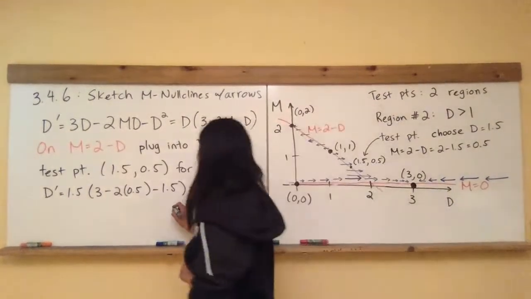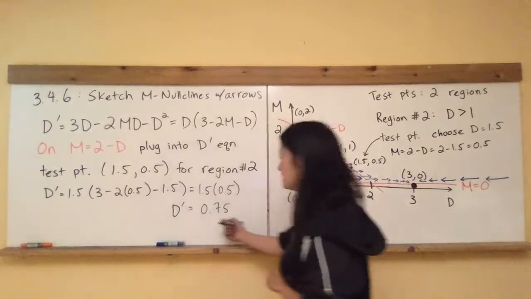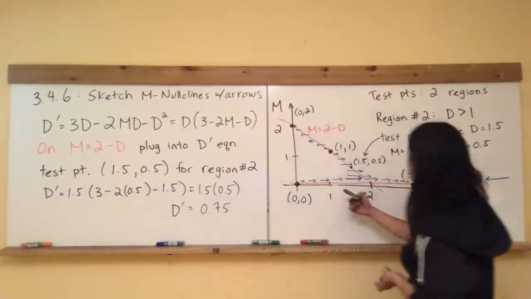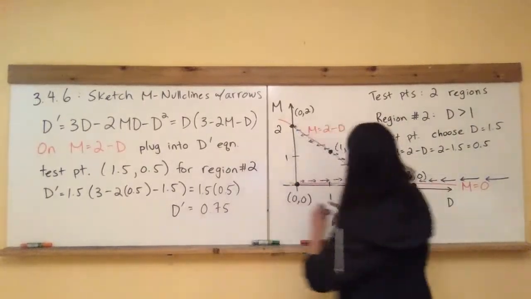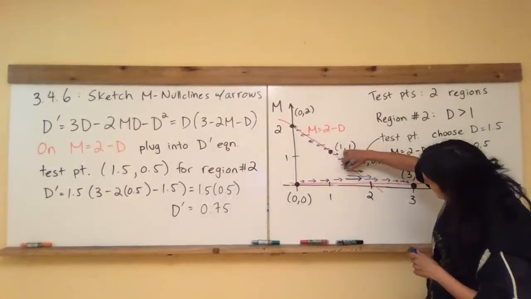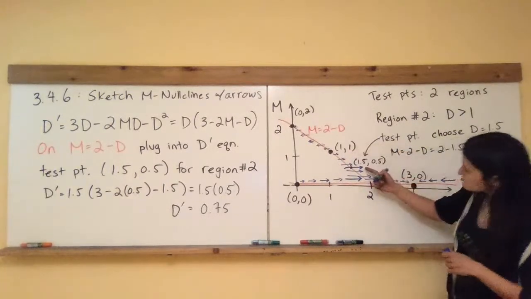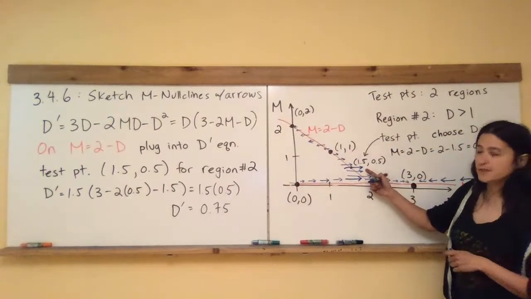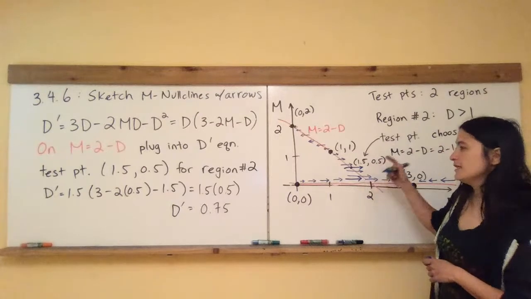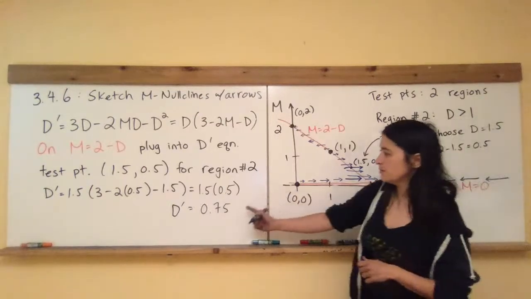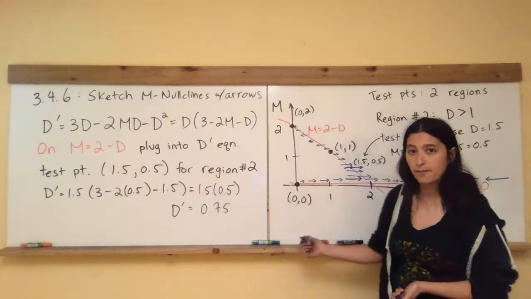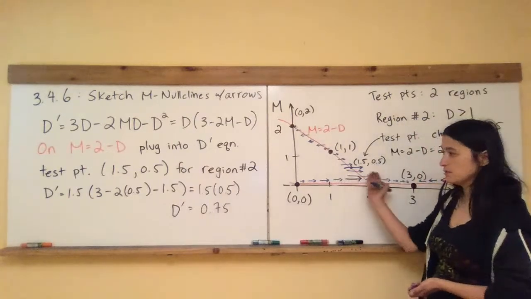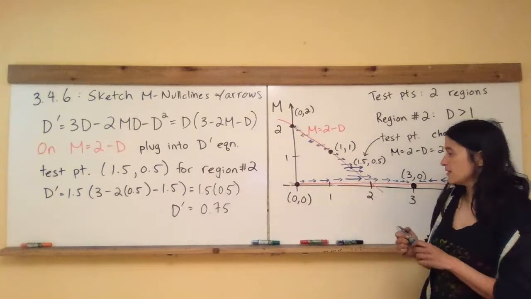Great. So you see, d prime is equal to 0.75, and that's a positive amount. And so just like I had already drawn with my blue arrows before, I know that at this test point, the vector field at this test point is literally equal to 0.75 for the d prime, comma 0 for the m prime. That's why it's just horizontally pointing to the right, and it doesn't have any up or down components.